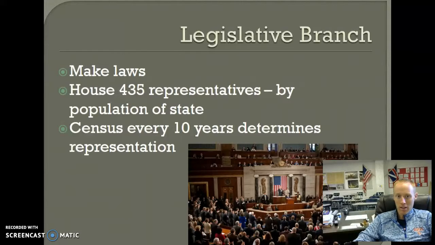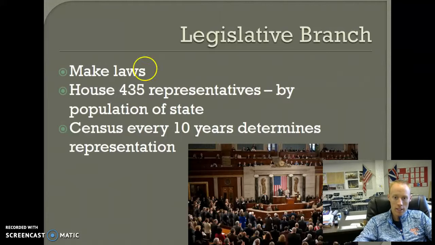How do they determine how much population each state has? Well, every 10 years we have a census where we count the people in each state to see how much representation each state will receive.